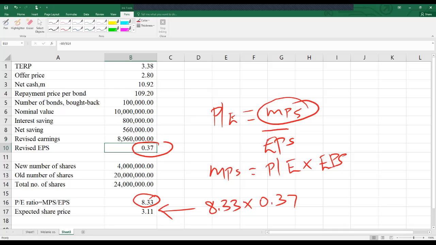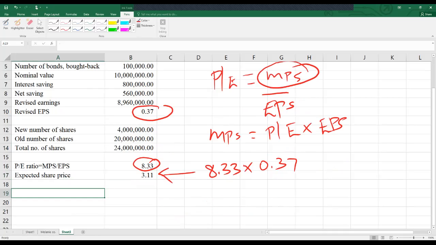Okay, another question. Now we can make a comment. Is this a good proposal or not? This is not a good proposal, because the benchmark is the theoretical ex-rights share price, but now the share price that we expect is 3.11. This is not a good proposal. It will be an indication of a decrease in wealth to the shareholder.